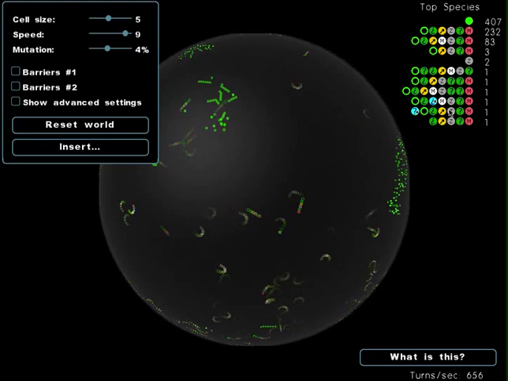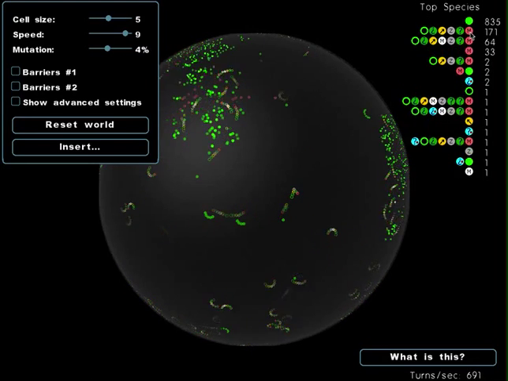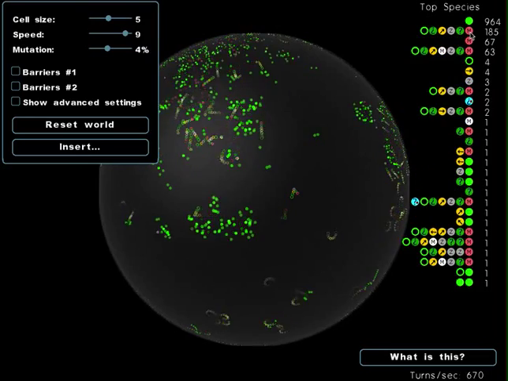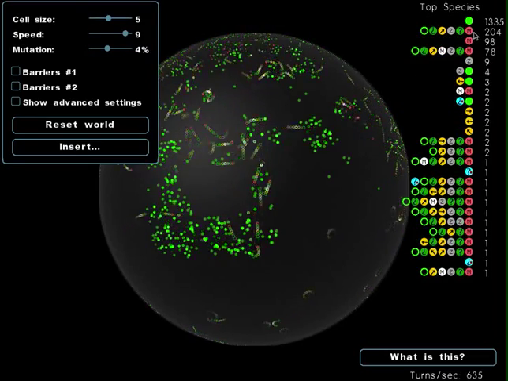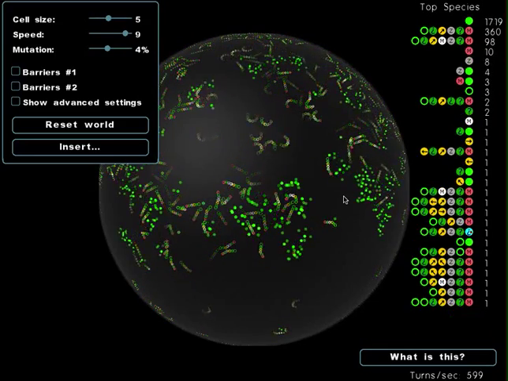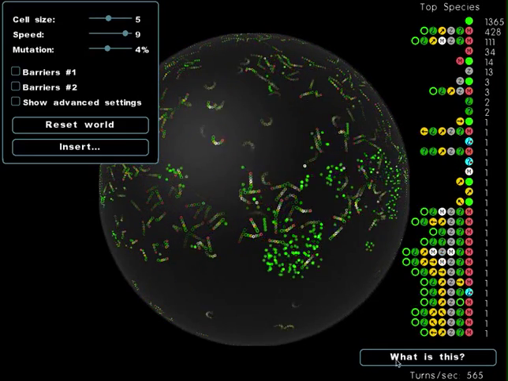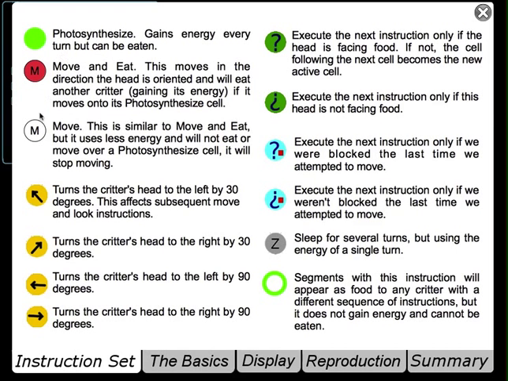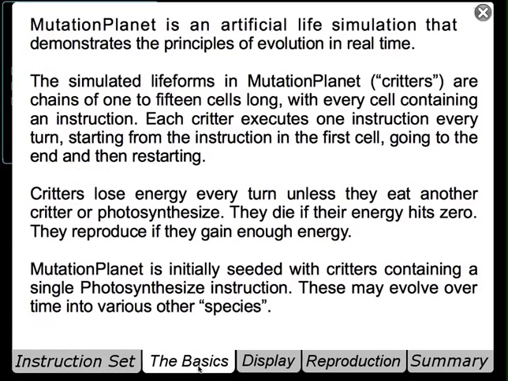So the other important instruction is this red M, which stands for move and eat. And if a critter executes that instruction so that it moves on to another critter's photosynthesized cell, it eats that critter. If you click on What is this, you'll see a full list of all the different instruction types which can be inserted, modified, or omitted during a random mutation. And the other tabs will give you an overview of how the simulation operates.